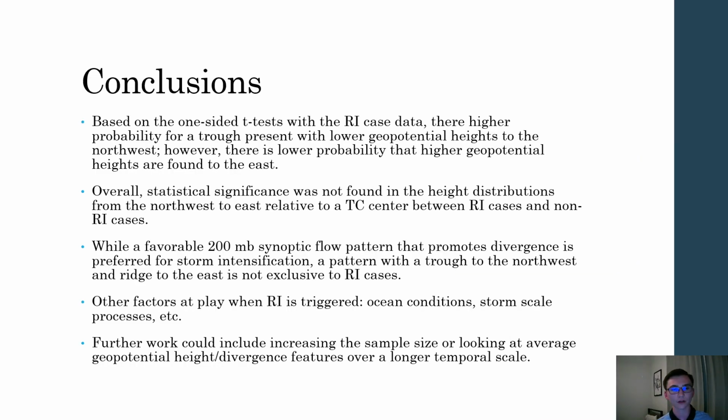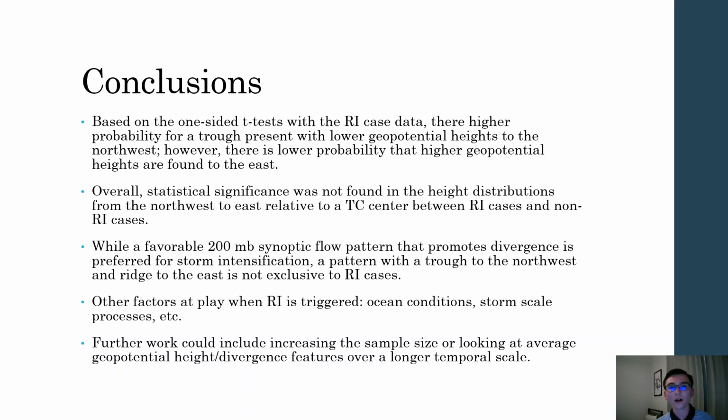So looking at some of the conclusions, based on the one-sided t-test with the RI case data, there's higher probability for a trough present with lower geopotential heights to the northwest. However, there is lower probability that higher geopotential heights are found to the east, therefore a ridge. Overall statistical significance was not found in the height distribution from the northwest to the east relative to a tropical cyclone center between RI cases and non-RI cases.